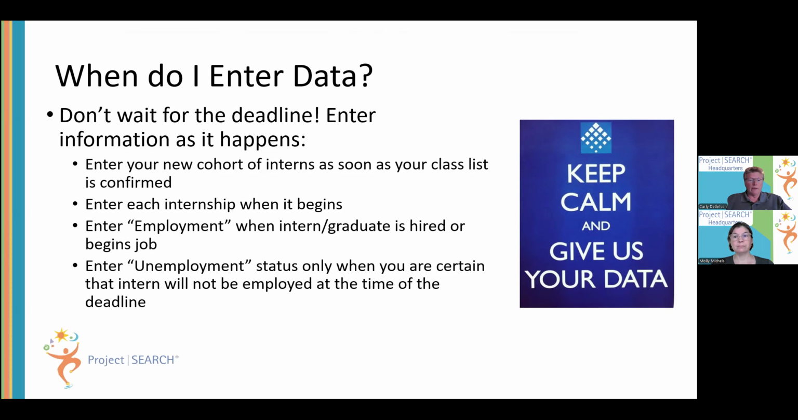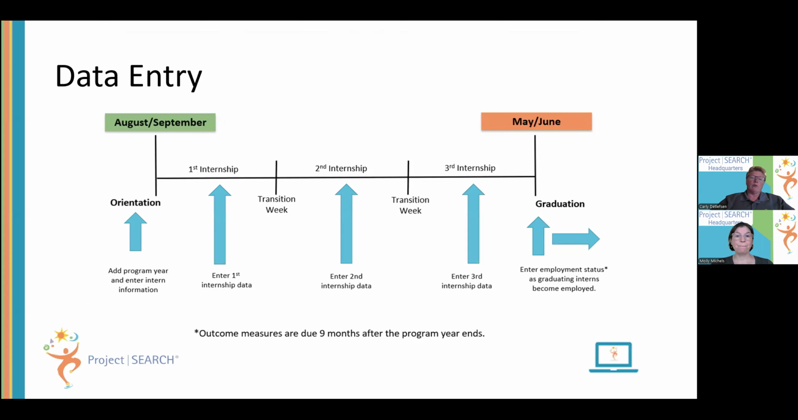You'll be entering either their employment or unemployment status to kind of tell the story of what's happened since the program ended. So we always say no need to wait until the reporting deadline to enter all of this. You should enter data as it happens. So if you do that, typically in a program year, you're going to be entering data a minimum of 5 times throughout the year. So again, somewhere around orientation, you're going to enter your program year card. You're going to enter all of your interns and their demographic information.